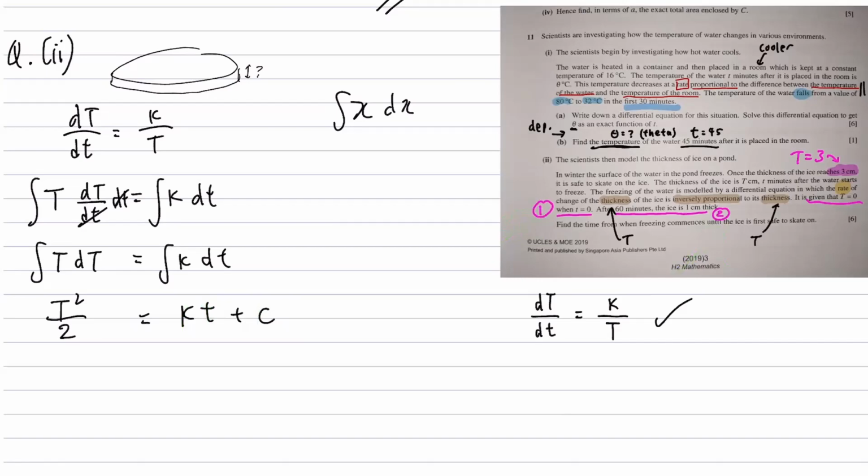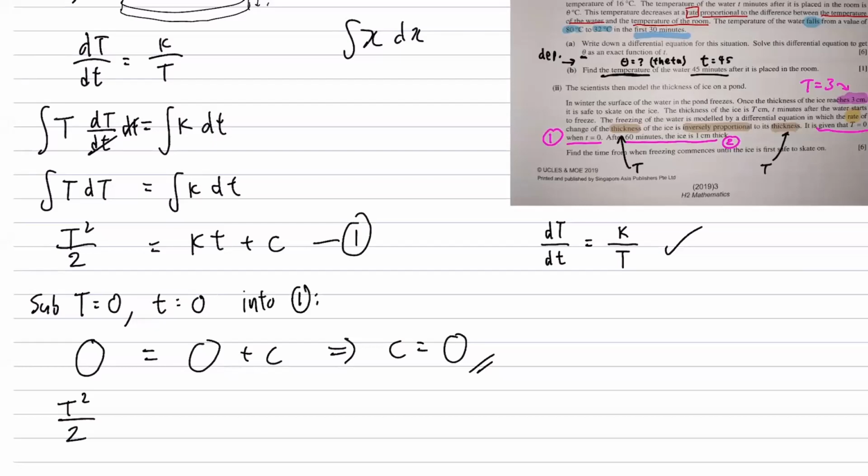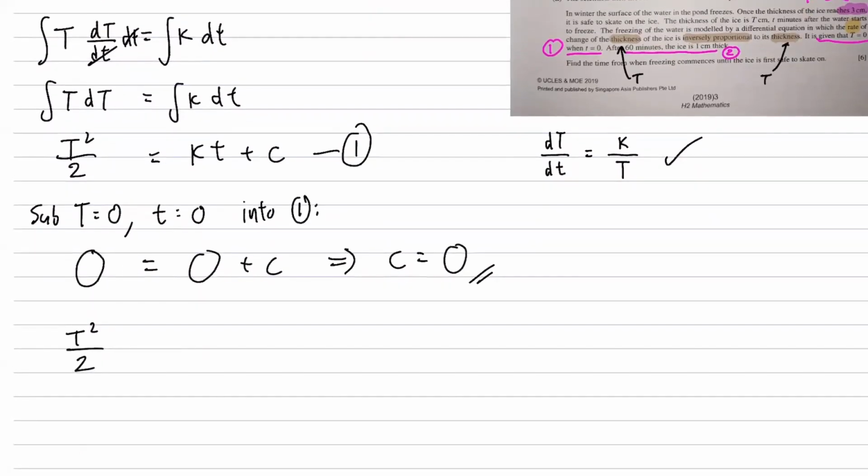Given that capital T equals 0 when little t is equal to 0, we're going to sub T equals 0, t equals 0. What do we get? 0 squared over 2 is 0, k times 0 is 0, plus C. This implies that C equals 0. Exactly. So now we can simplify the equation. I'll call this equation 1, and then I'll say sub into 1. If you never write it, I don't think they will fault you. It's quite obvious. Then here you can also say sub C equals 0 into 1. So you get T squared over 2 equals kt plus 0. Call this equation 2.